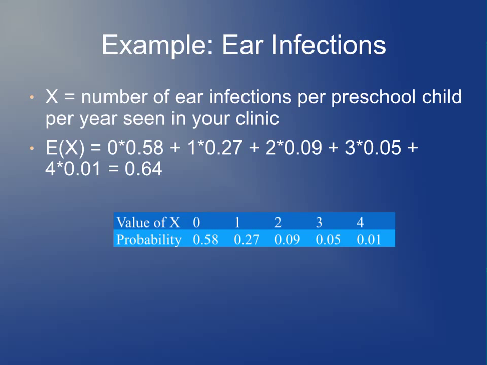A slightly more complicated example: let's say that you run a clinic for preschool children and you know that about 58% of the children who come to your clinic will have no ear infections in a year, 27% will have one, 9% will have two, etc. If you want to calculate the expected number of ear infections per year that a child will have in your clinic, that would be 0 times 0.58 plus 1 times 0.27, etc. Add that all together and you get 0.64.